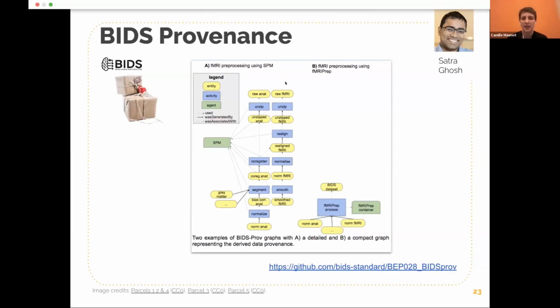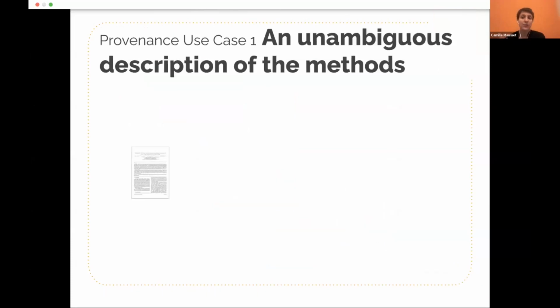You have an example here going from raw anatomical data to pre-processed anatomical data, and same with fMRI. And so basically describing all those steps so that we have a complete description of the history of this file. And we think that this can be useful for multiple reasons. And in fact, there are many scientific communities right now getting interested in provenance and in recording provenance.